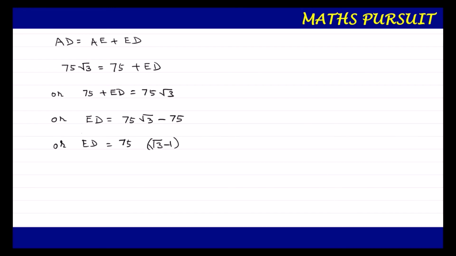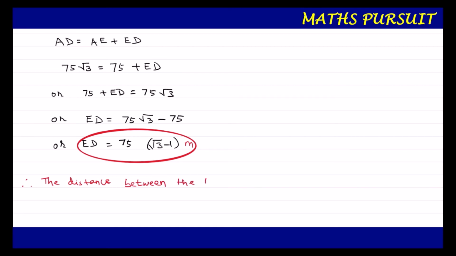Our answer is the distance between E and D is 75 into root 3 minus 1 meter. So at the end we can say that, because the question asked us to find the distance between the two ships, the distance between the two ships is 75 into root 3 minus 1 meter. This is our answer, guys.